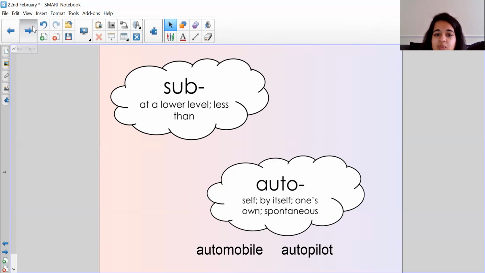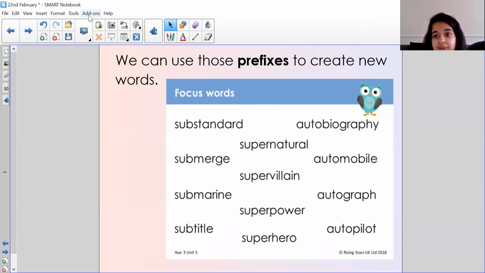Now I'm going to add those prefixes to our root words to create new words, okay? I know I keep saying the word words a lot, but that's what vocabulary is all about. It's all about understanding the meaning, all right? So take your time to read through these. These were our root words. Let me highlight them so you can see them.